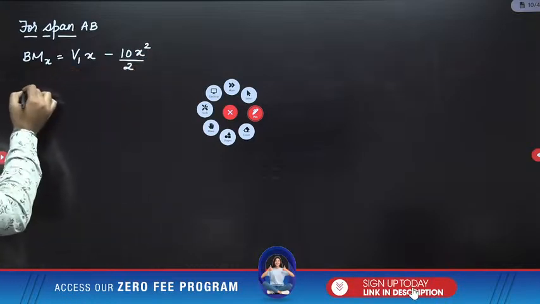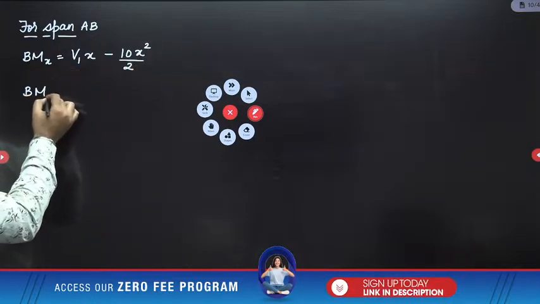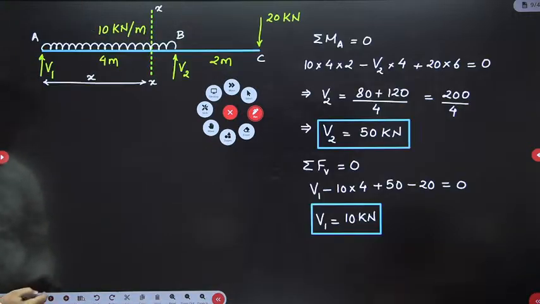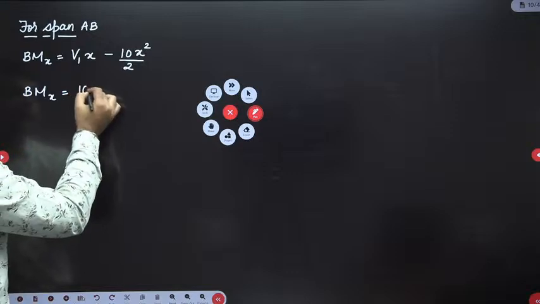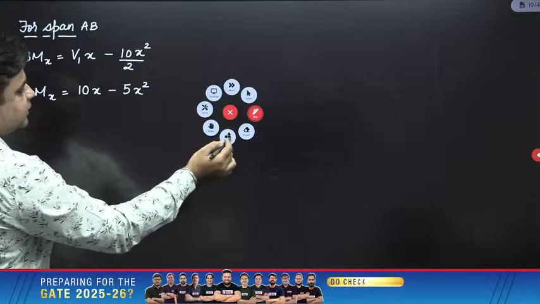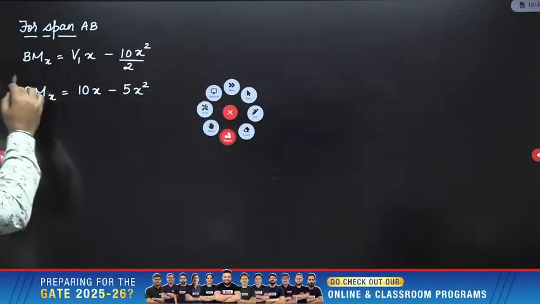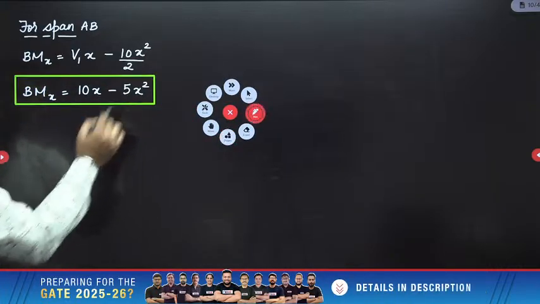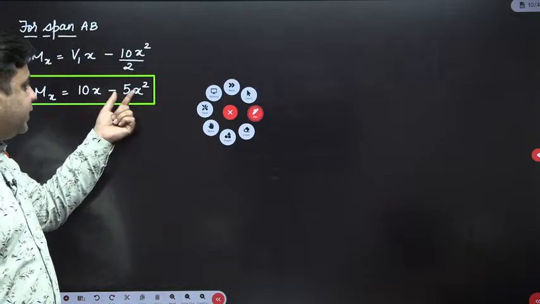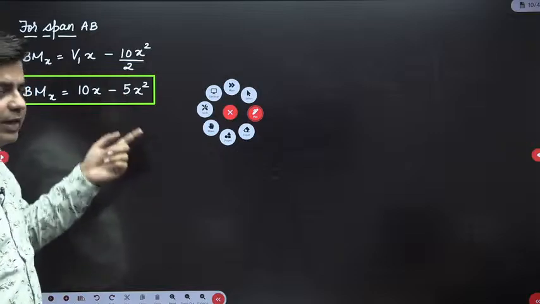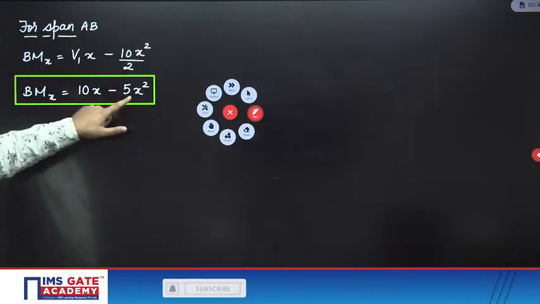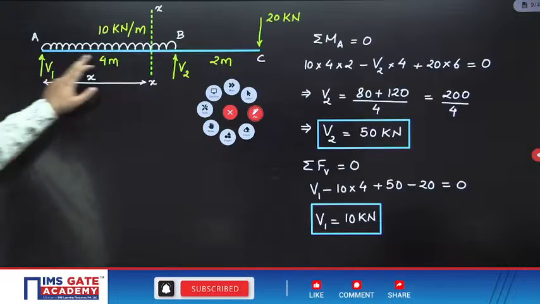Just check this out. So bending moment over the section X is equal to V1 into X, which is 10 into X, minus 5X square. My dear, this is a parabolic variation with downward opening. How have I decided downward opening? The coefficient of X square is negative. So whenever the coefficient of X square is negative, the parabola will be a downward opening parabola. This equation is applicable only on this portion AB.